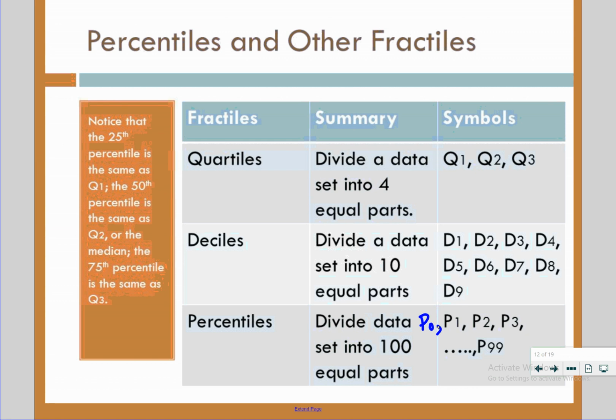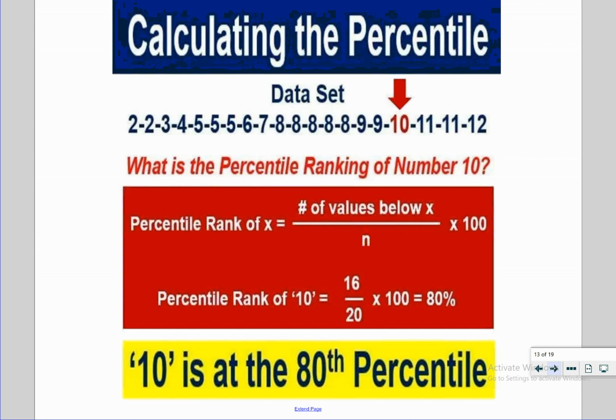Because out of 100 babies born, he was number 0, right? Or number 1, I guess. So that's what percentiles mean. It's a percent of the data that lies below what you're calculating, okay? And here's how we're going to calculate it, and we're going to do it in a second.